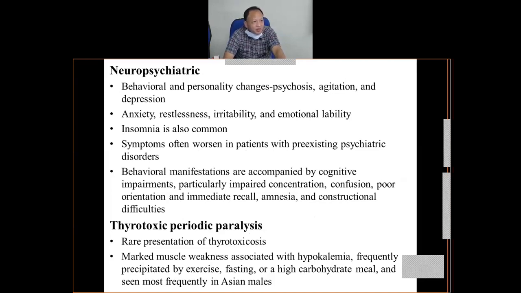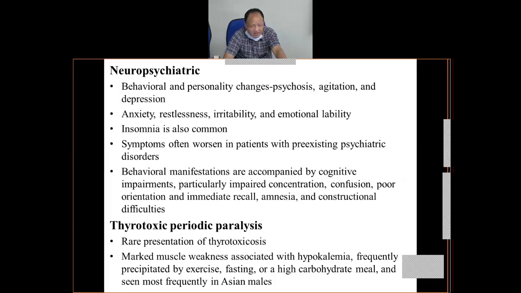Neuropsychiatric, behavioral, and personality changes: anxiety, restlessness, irritability, emotional lability. This is what we talked about earlier regarding overt hyperthyroidism. Insomnia is also common. However, the symptoms are often worsened in patients with pre-existing psychiatric disorders. Behavioral manifestations are accompanied by cognitive impairment. Particularly, you get impaired concentration, confusion, poor orientation and immediate recall, amnesia, and constructional difficulties.